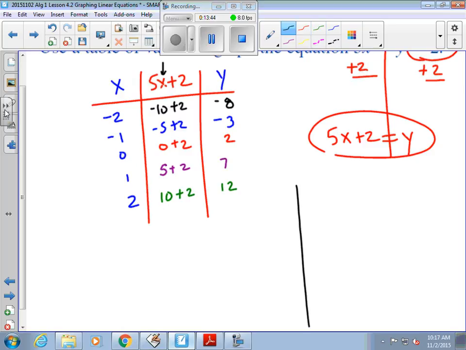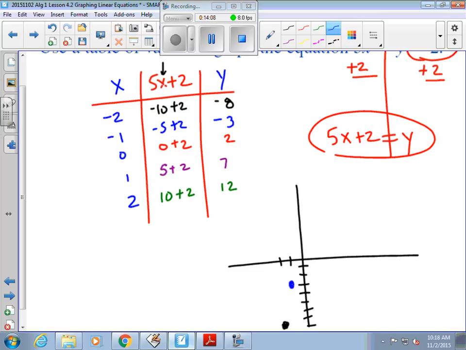So we got to go all the way to 12 with this one. So the first one, negative 2, negative 8. 1, 2, 3, 4, 5, 6, 7, 8. Negative 2, negative 8 is going to be right there. The second point, negative 1, negative 3. Remember, x comes first, y comes second. So you go left 1 and down 3.